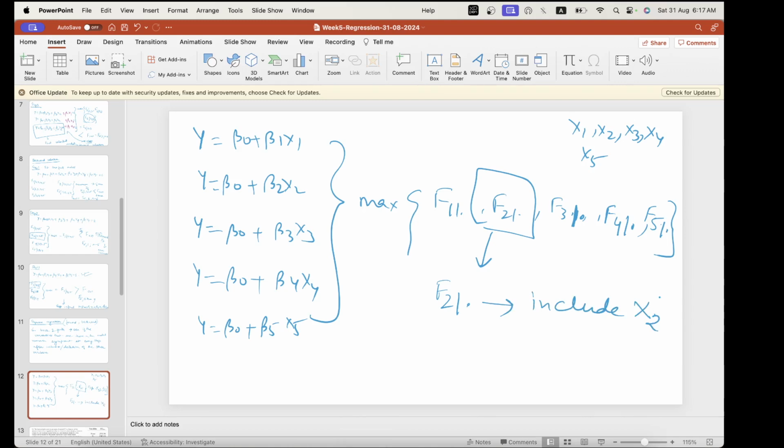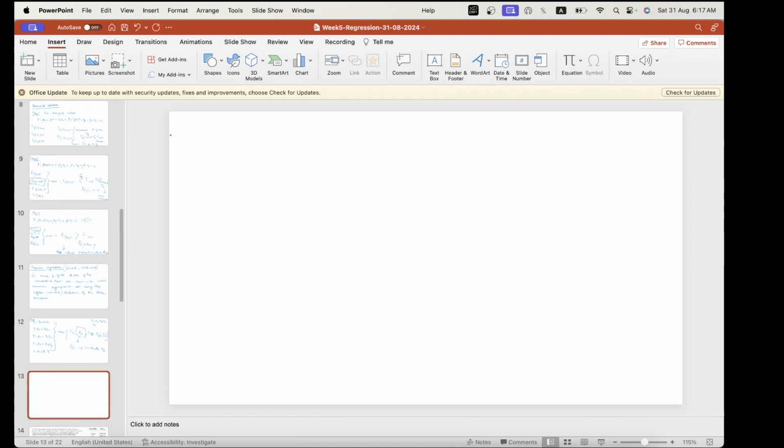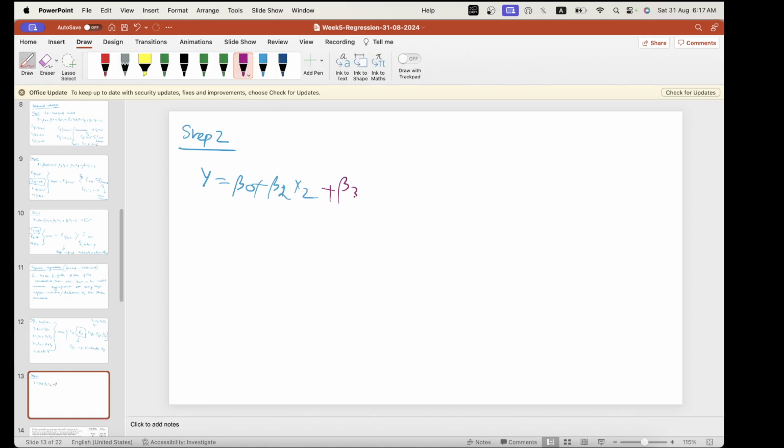In the first step we do not check whether x2 fulfills the significance criteria, because there's no point checking that; it might happen that upon inclusion of other variables it doesn't remain significant. So usually we'll just include x2. If this is step 1, in step 2 we include beta 2 x2, and then we see if we can fit the others: beta 1 x1, beta 4 x4, beta 5 x5, plus epsilon.